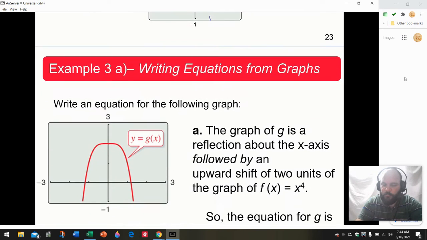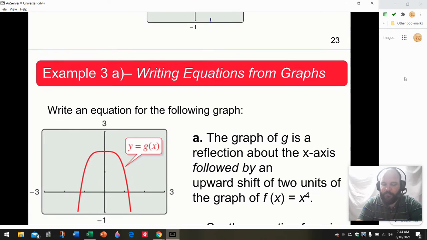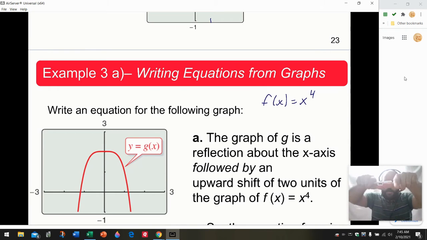So what we have right here is a graph, and we're saying the parent function of this is f of x equals x to the fourth. What we want to determine is the equation of this given graph. There are two things going on here that we need to realize. The first thing is there was a reflection. You can clearly see that this graph, instead of opening up, is now opening down. The way we accomplish a reflection is with a -1.